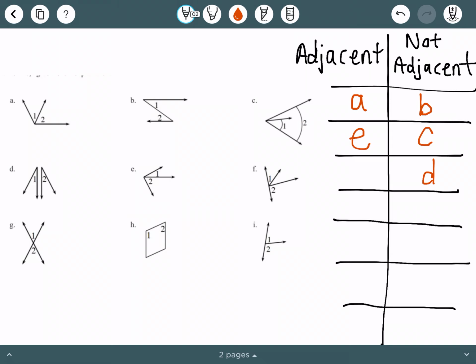All right, F, we have angle 1 and angle 2. So angle 1 is right here, angle 2 is right here. Now they do share a common vertex. We could see if we draw a point in there, they both start at that vertex and the rays extend outward from there. Now we want to look and see if they share a common side. So angle 1, its other side is here, and angle 2's other side is here. So they do not share a common side, which means that these are not adjacent.